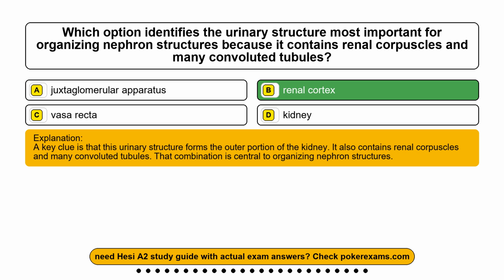A key clue is that this urinary structure forms the outer portion of the kidney. It also contains renal corpuscles and many convoluted tubules. That combination is central to organizing nephron structures.